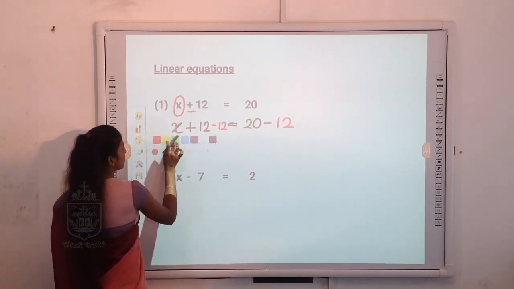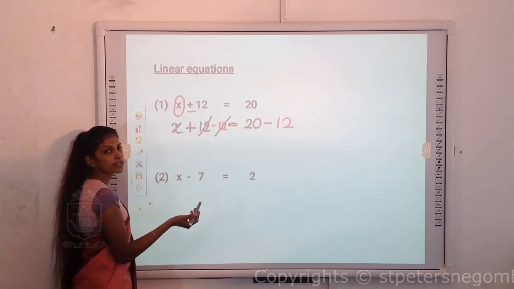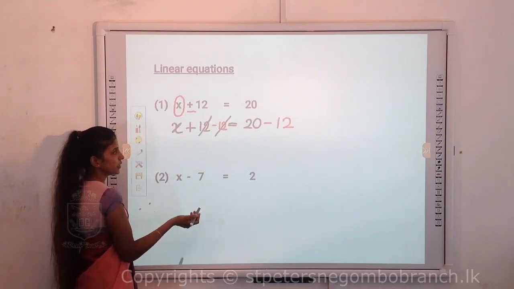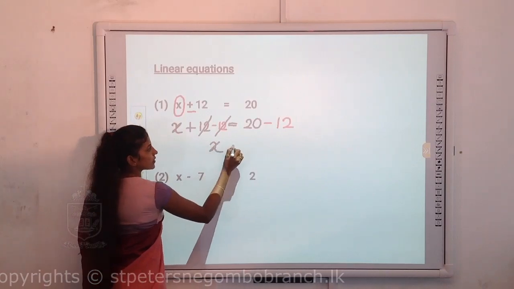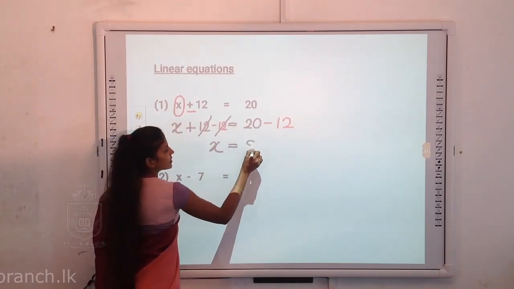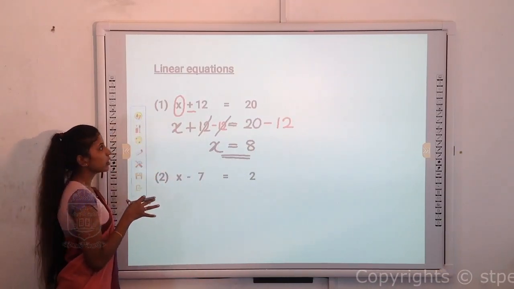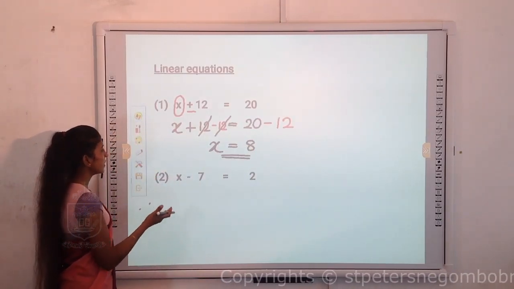Next you can see this 12 and 12 will cancel, the remainder will be 0. So what is remaining? x. Then you subtract 20 minus 12, and the answer will be 8. So that is the basic simplification of small linear equations.